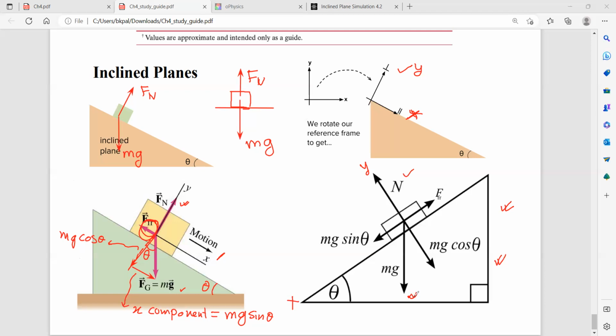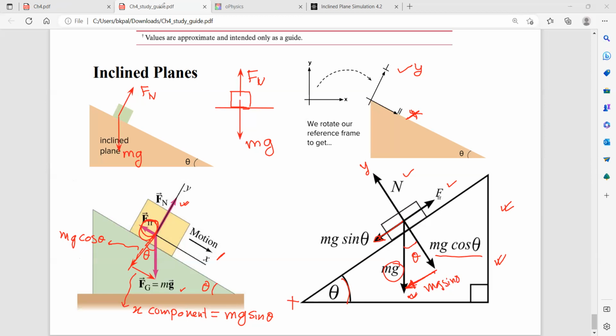Okay, now you see that this mg is not along the x or y, so you have to break it. So if this angle is theta, this angle will be theta, then this will be mg sine theta, right? And this will be mg cosine theta. Okay, so this is along the x-axis, and the friction force will be opposite of the motion. Okay, so that's basically what you need to understand to solve an inclined plane problem. So spend some time on that, and if you have any question let me know.